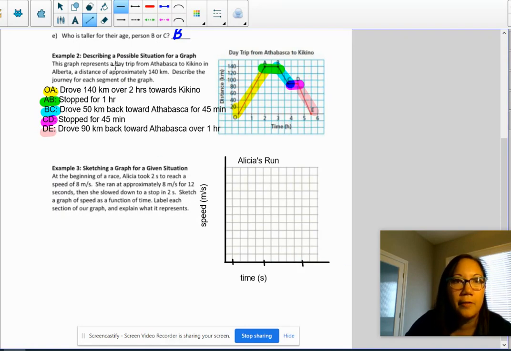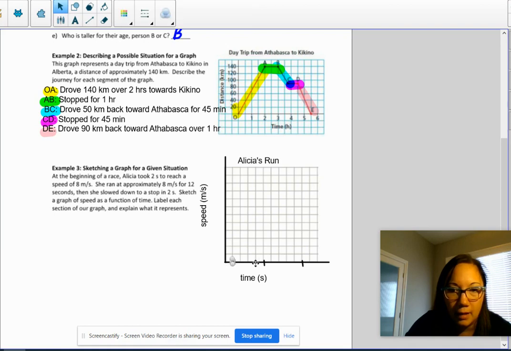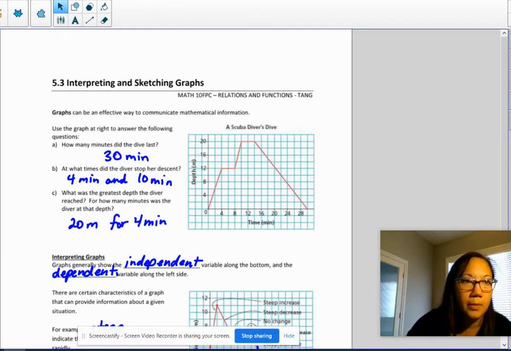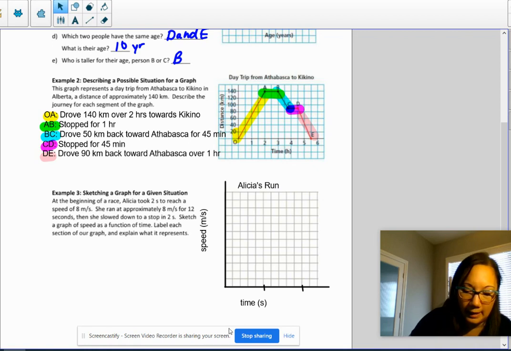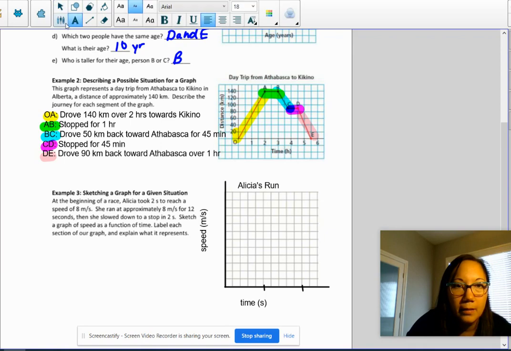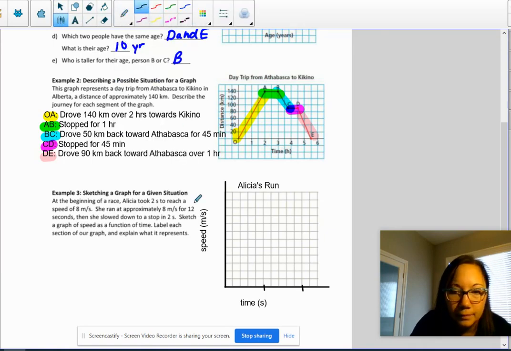And just because it's a little bit hard for me to write all of those numbers in, I'm just going to mark 10 seconds down here with my pen. And this would be 20. Now, if it helps you to write 2, 4, 6, 8, 10 on your graph, go ahead.